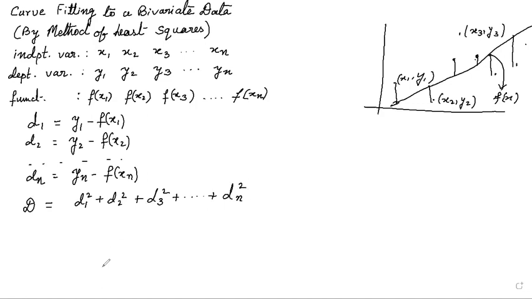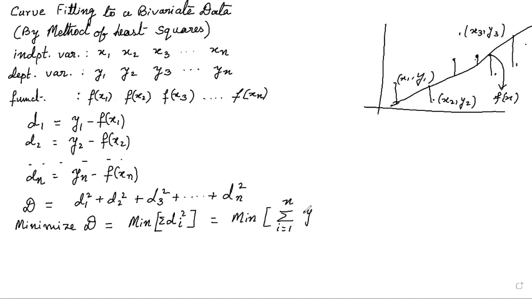Now, what is our target? Since we need to get a best fitted curve to these scattered points in the xy plane, that best fitted curve will maintain the shortest distance among these points. So that means we are going to minimize the sum of the squares of the distances. That means our target is to minimize capital D. Minimizing capital D means I need to take the minimum of the sum of all di squares. So I can write it as the minimum of the summation over i varying from 1 to n, where di is yi minus f(xi), right?